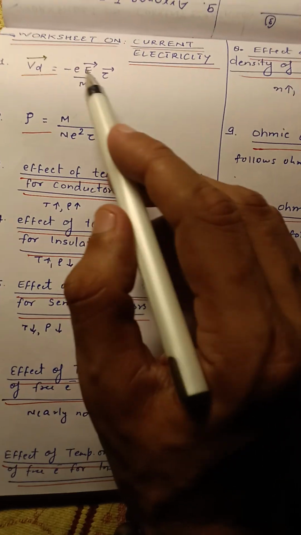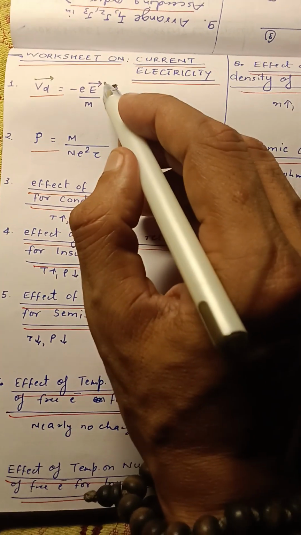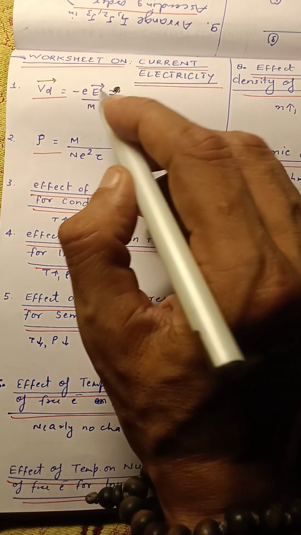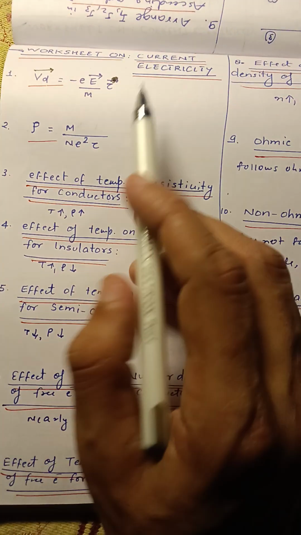field. It's actually opposite to the electric field, and it's given by minus eE by m into tau. Here e is 1.6 into 10 raised to power minus 19. So this is the concept of drift velocity.